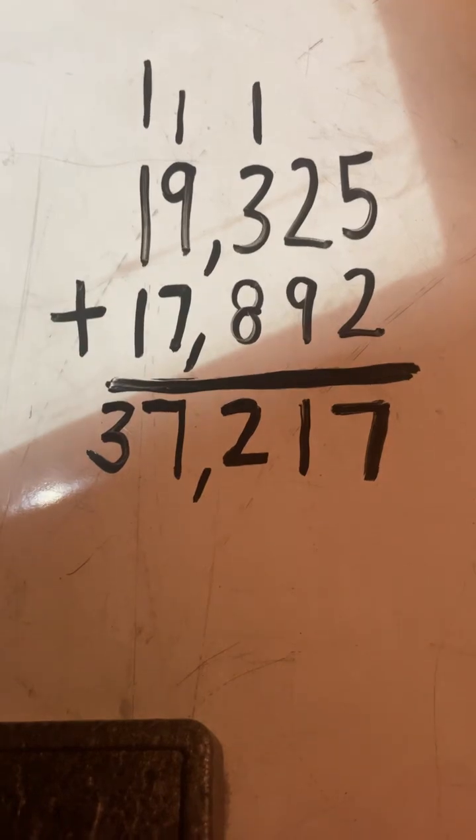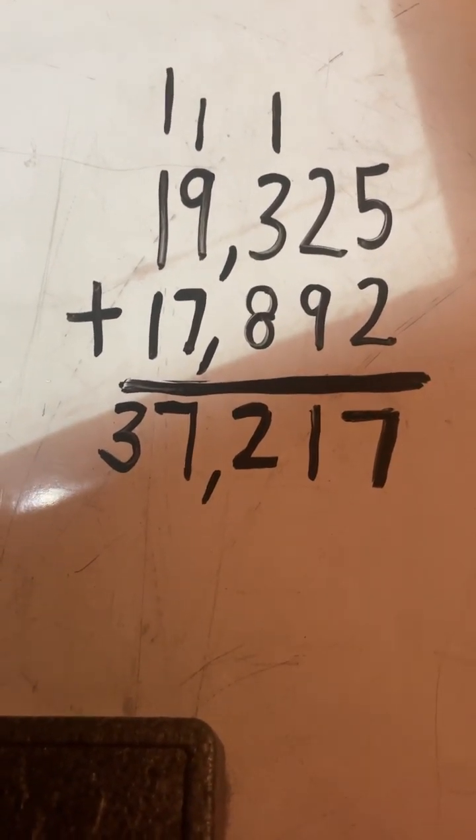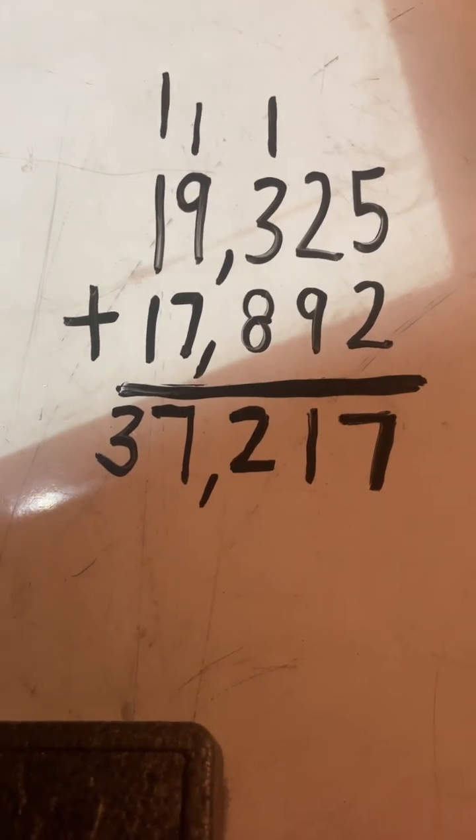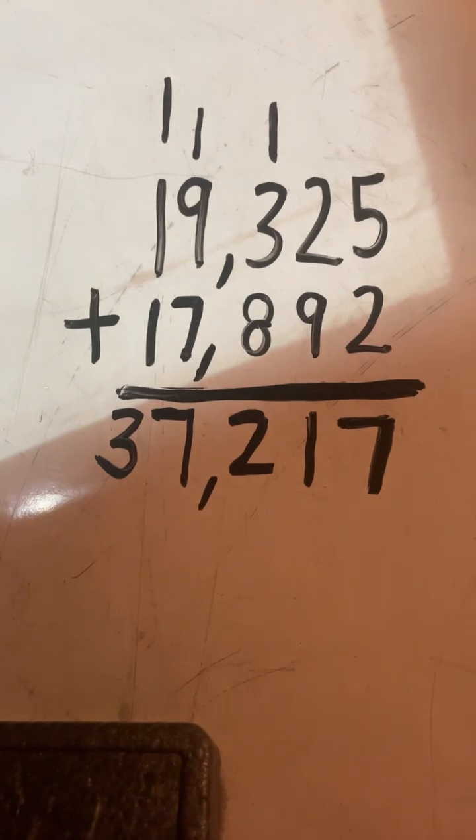And we have our final answer. 19,325 plus 17,892 equals 37,217.